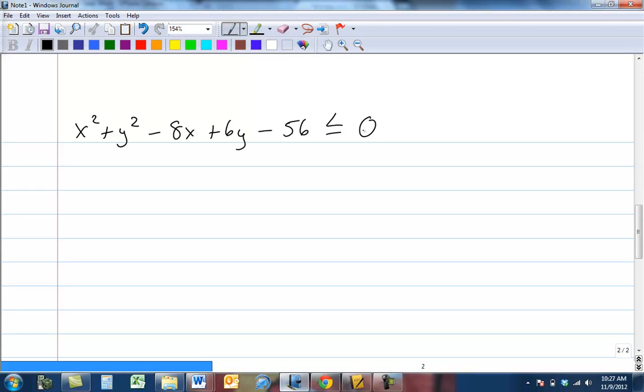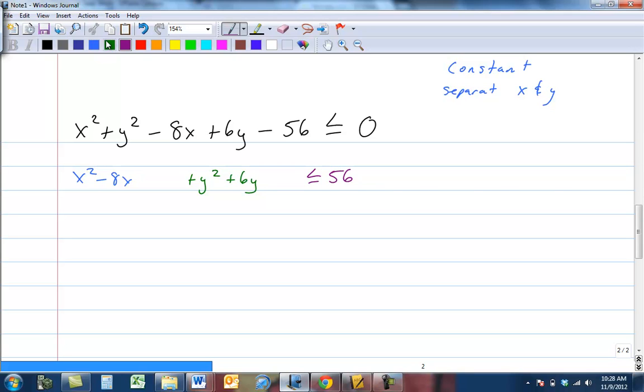All right, so step 1, get rid of the constant and separate the x's and y's. So what I got here is x squared minus 8x. I'm going to leave a space. Then I got plus y squared plus 6y. And I moved 56.